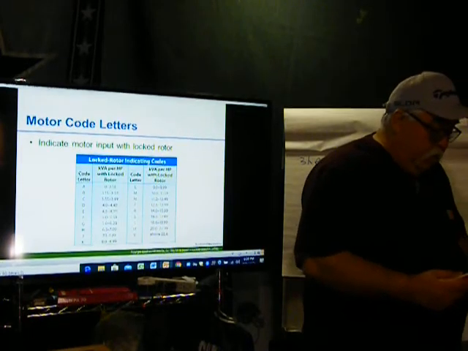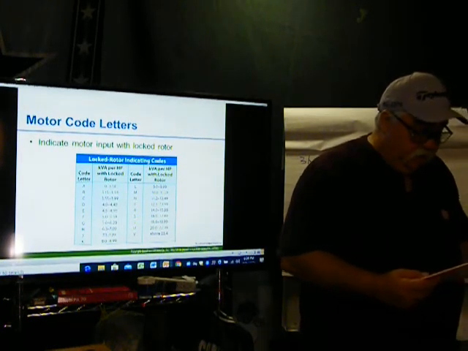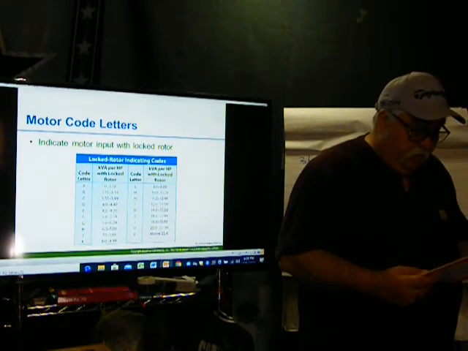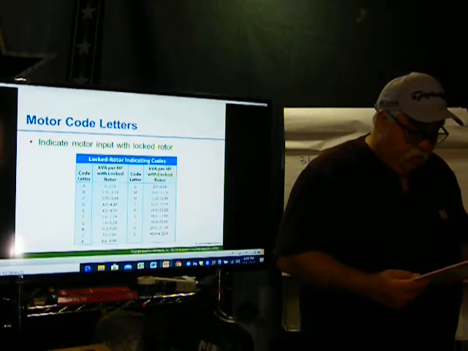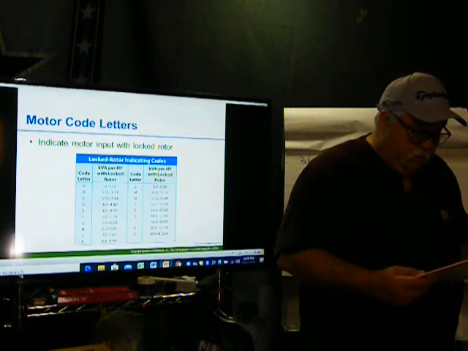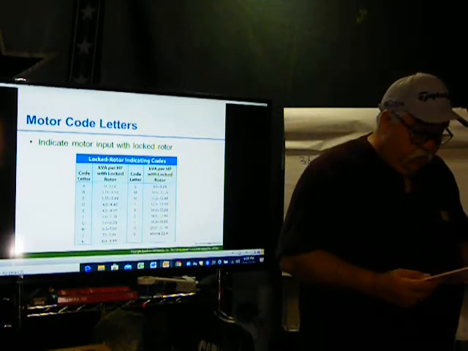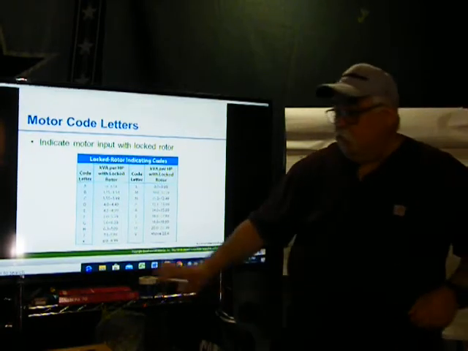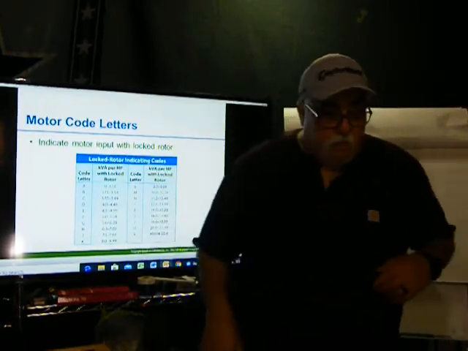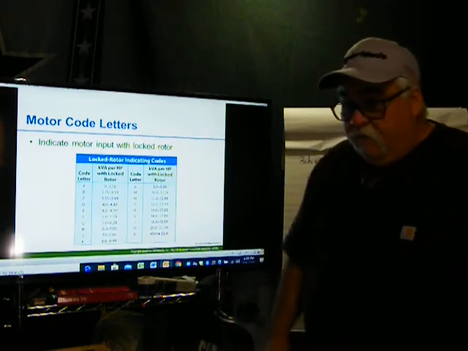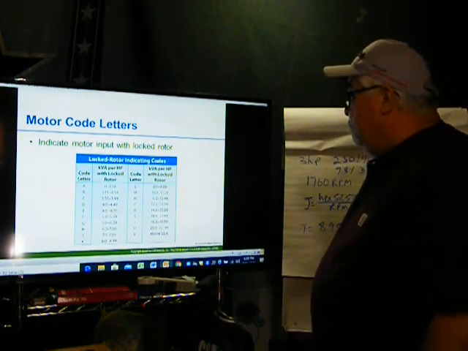Okay, motor letter code. Table 430.7(B) identifies code letters used to indicate the motor input with locked rotor. This is the indication of the current drawn by the motor when it starts. The starting current is much larger than the current needed once the motor is running. This is table 430.7(B), which is this one here. This is another part that we're going to do with that assignment that I handed you out. So you're going to find that code letter.